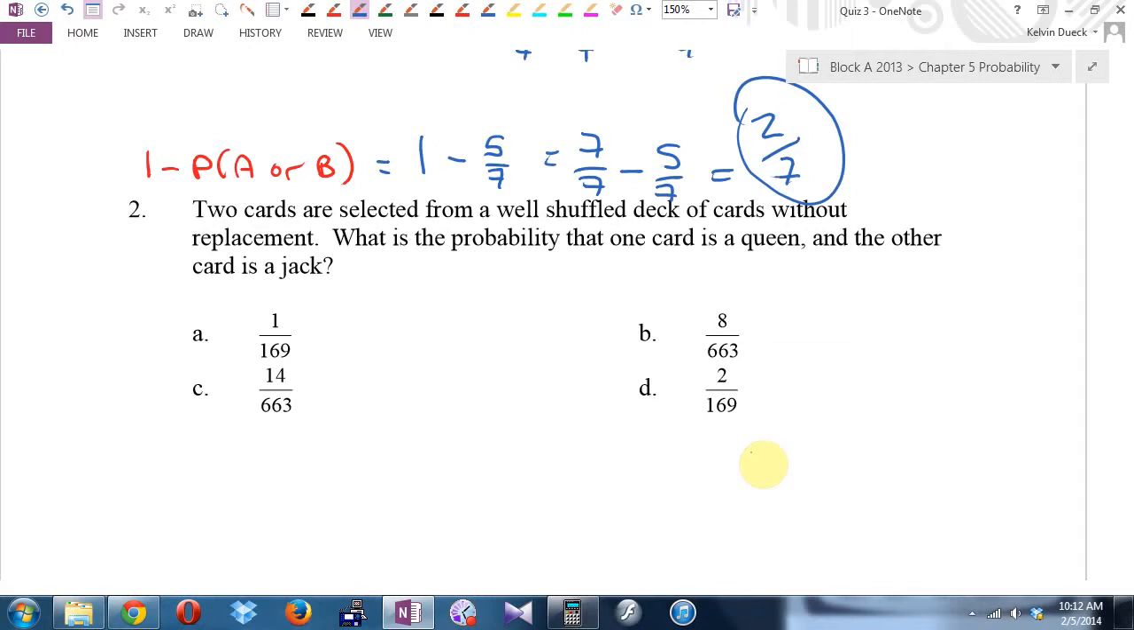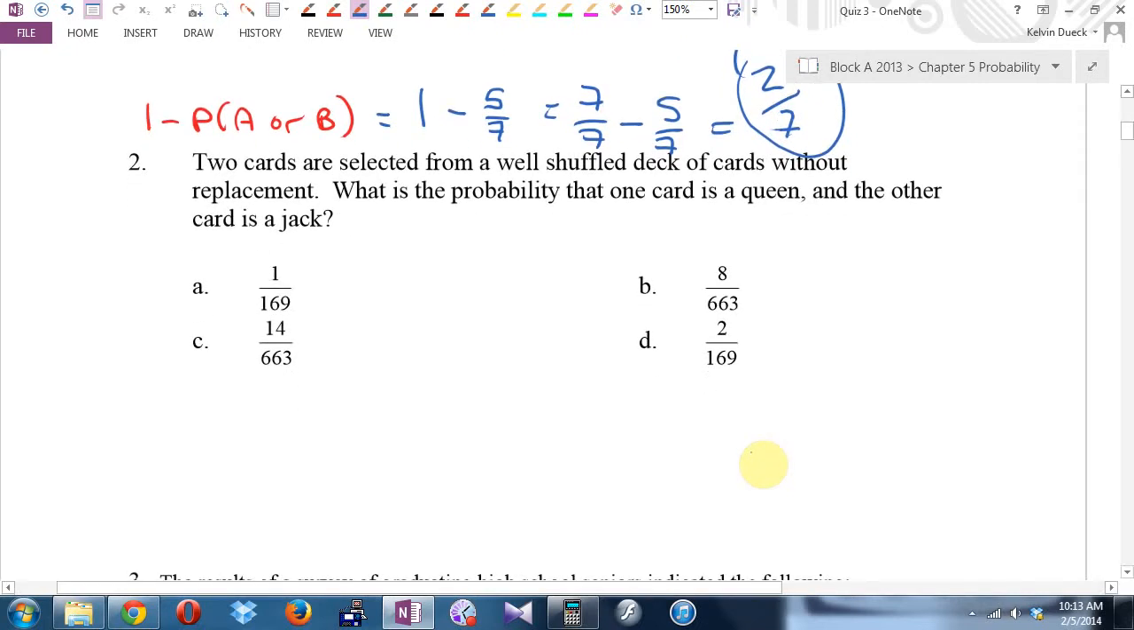Now, this is also a curveball. This was me being sneaky. Did this say what's the probability that the first card is a queen and the second card is a jack? Or did this say what's the probability that one is a queen and one is a jack? One is a queen and one is a jack. Yeah, I didn't say anything about order here. Yeah. So here's what this really means.